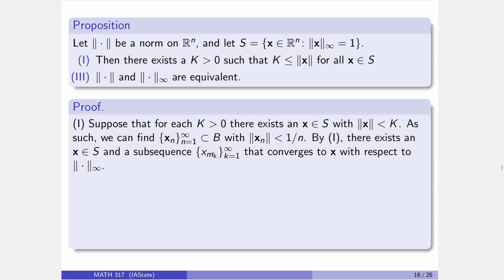Alright, so let's do the proof. And the proof of this one is beautiful. So suppose that what we have is not true. So in other words, instead of there exists a k where everything works, every k has something that doesn't work. Well, that means I can find a sequence of things living in S, not B.